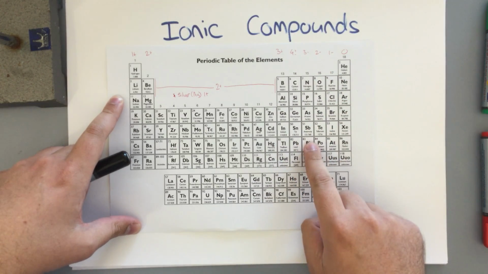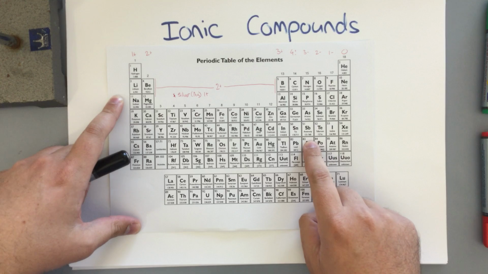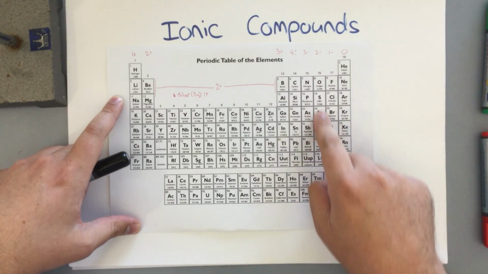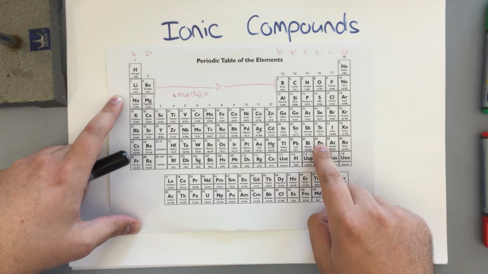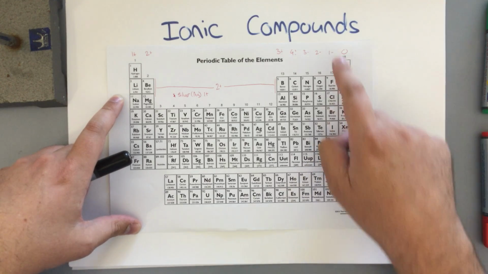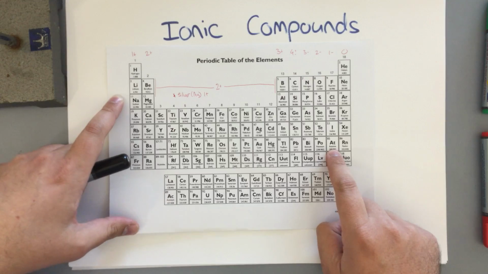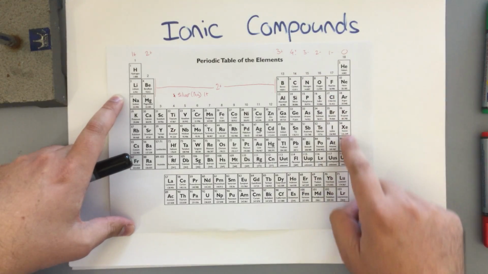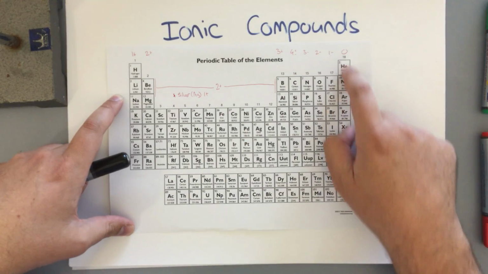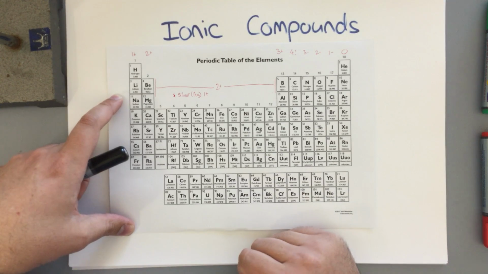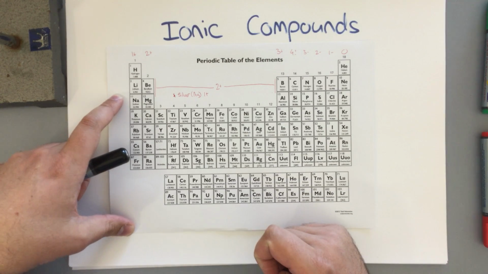This column here is our -3, meaning that it wants to gain 3 electrons. This column here is -2, meaning it wants to gain 2 electrons. -1 for this column. And this last column here is our inert gases, or our noble gases, which have 0 valency. They have a full outer shell with their electrons.